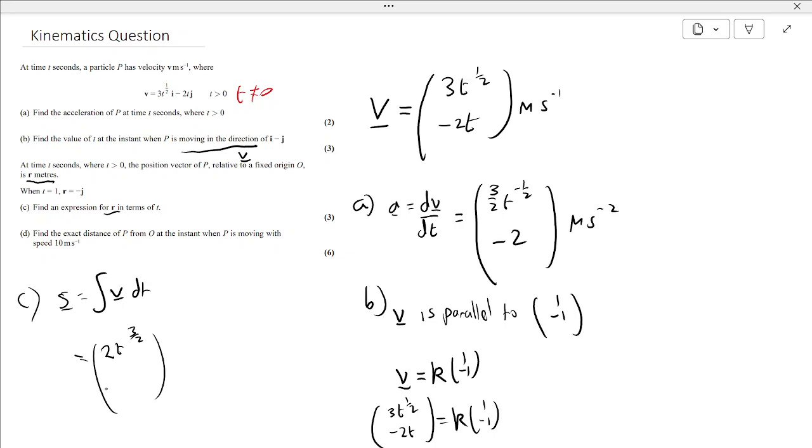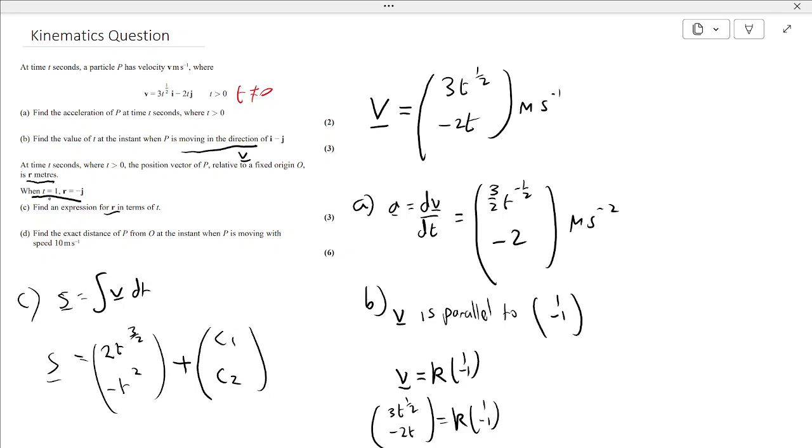And negative 2t becomes negative t squared. Remember, when we integrate, we get a constant. So when you integrate a vector, you may get a different constant for the i component and the j component. And just like in regular Year 12 maths, we are going to use some information to find that constant.